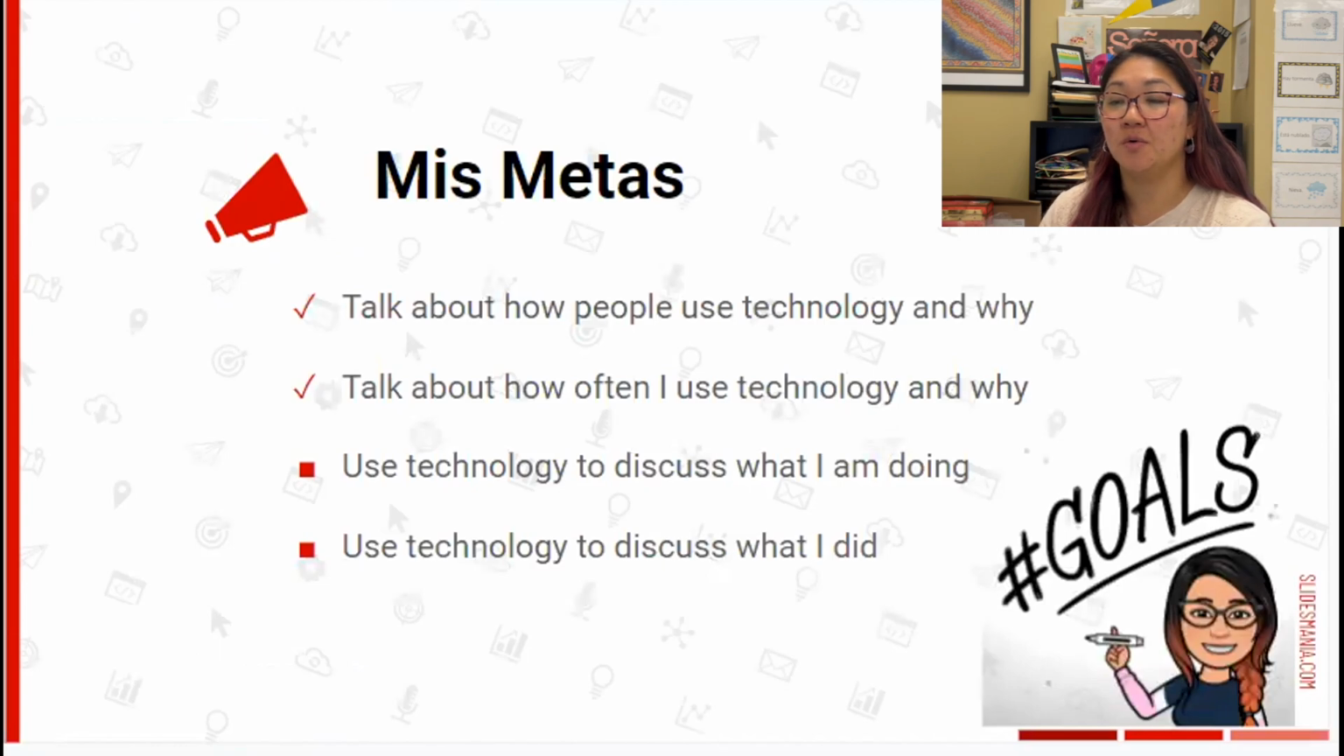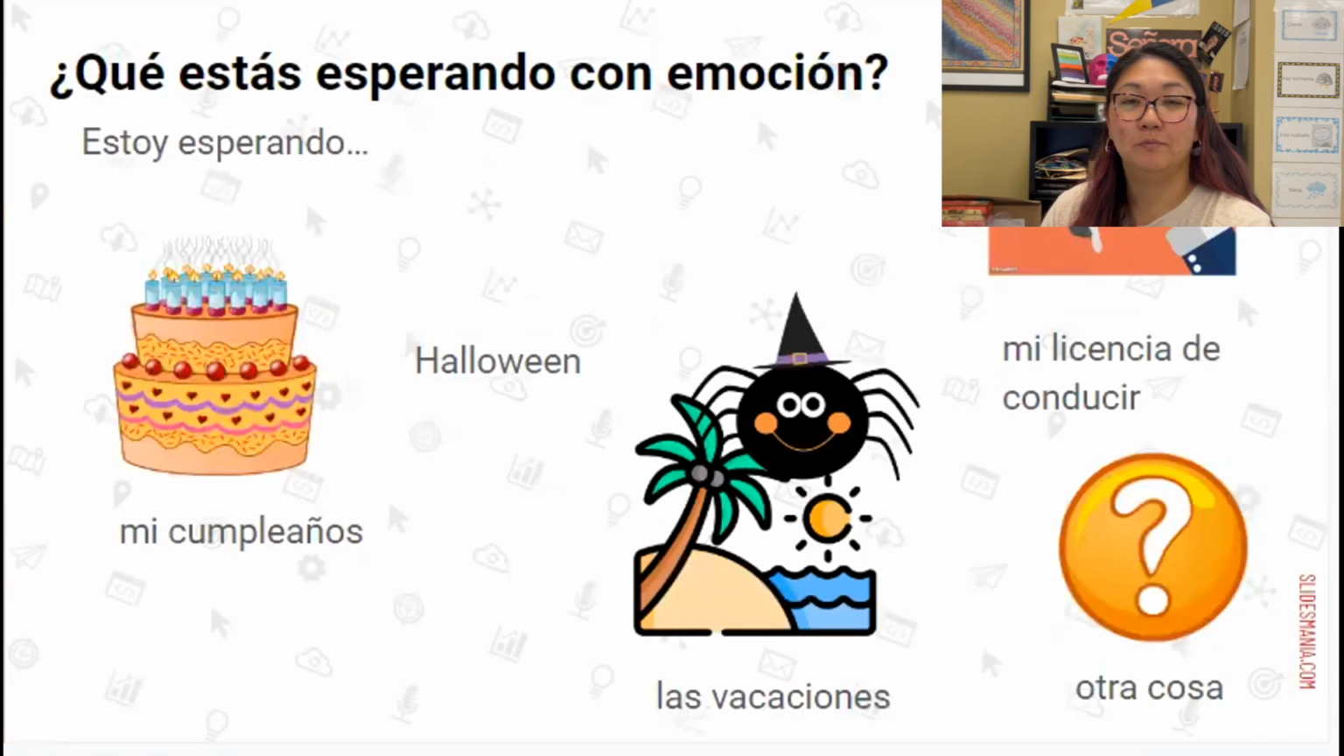The goals for their unit are to discuss using technology and how technology can be used for communication. We started the class with an anticipatory question, ¿Qué estás esperando con emoción? And I explained to the students what the question is asking, what are you waiting for with excitement, and provided them with a sentence starter for their response, as well as several options for how they might respond with a picture to help with comprehension.